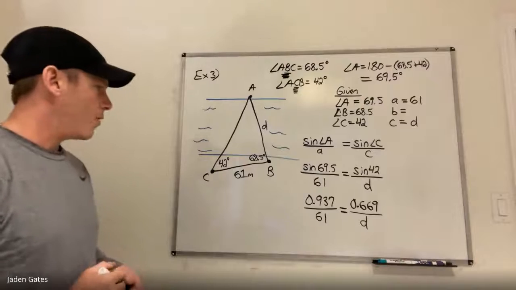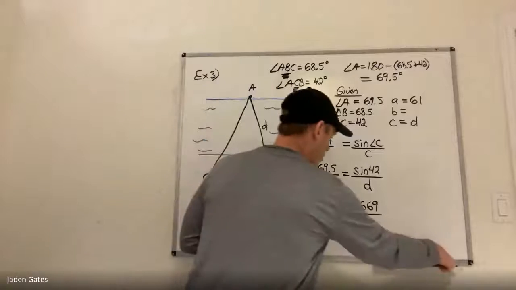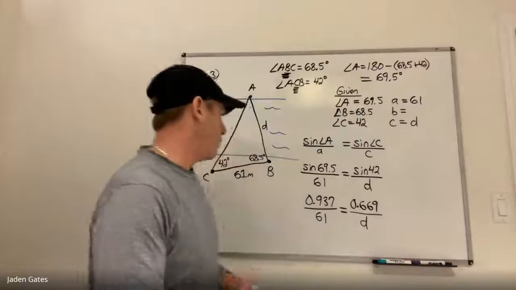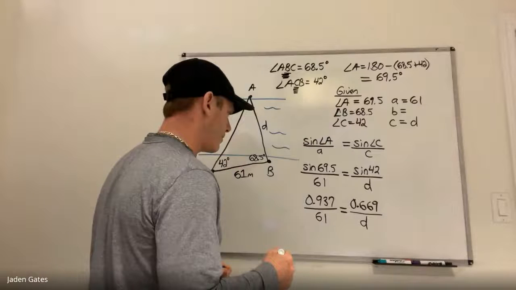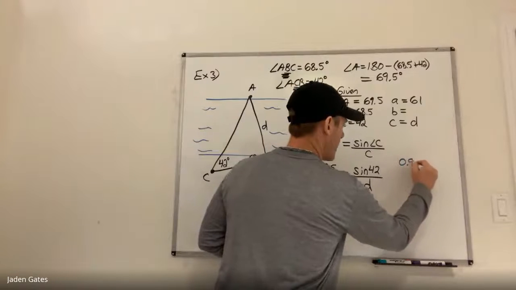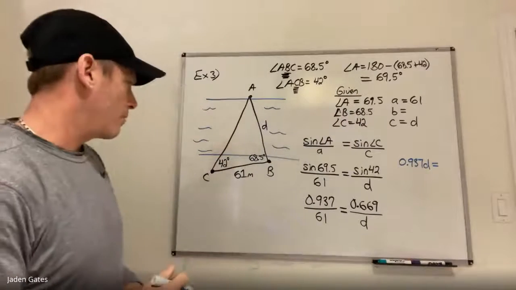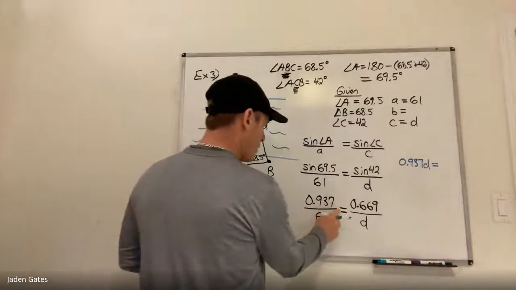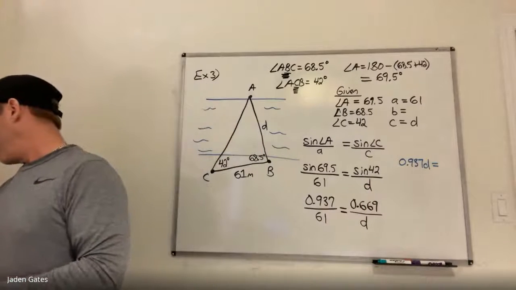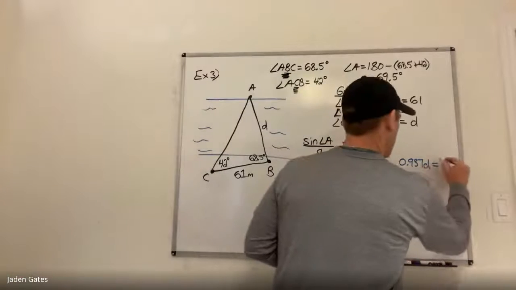All right, so now there's where I'm at. So, of course, I'm going to cross multiply, right? Because I have a fraction equaling a fraction. That'll help me out here. So, let's see here. I get 0.937 times D. 0.937 times D is equal to, boy, I'm running out of room here. Let's see, 61 times 0.669. So I'm just going to figure that out. 61 times 0.669, I get 40.81.